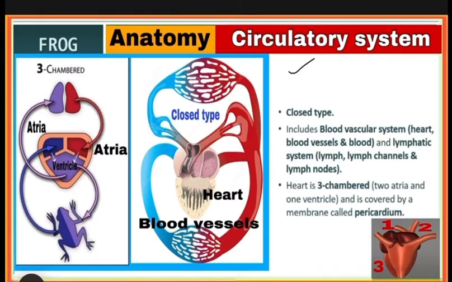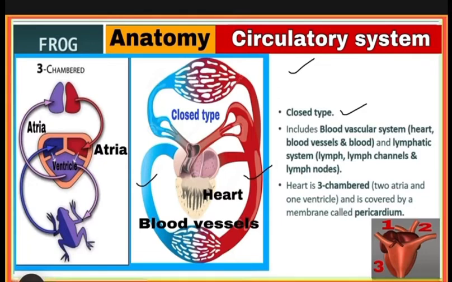Circulatory system of frog, it is of closed type, means blood flows in blood vessels. There are vessels like arteries and there are vessels like veins. In these vessels the blood flows. That's why it is called closed type of circulatory system.